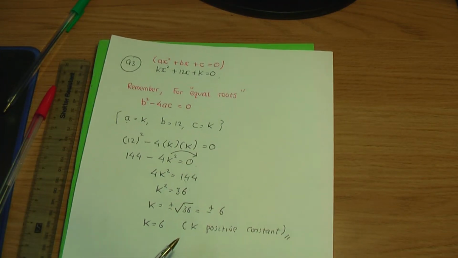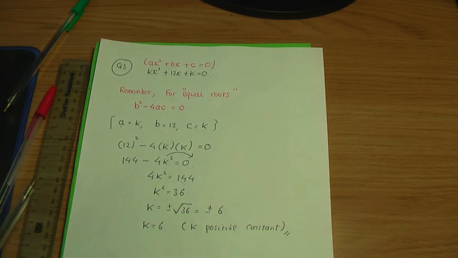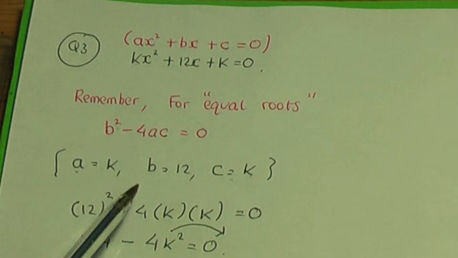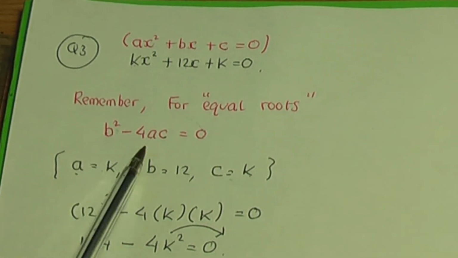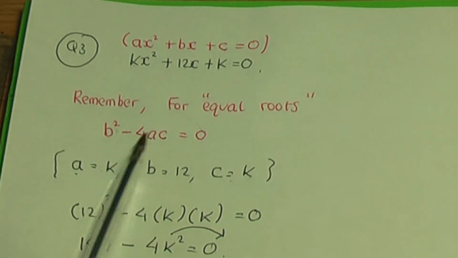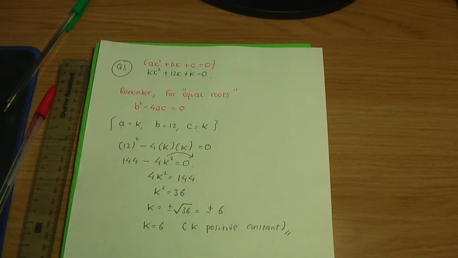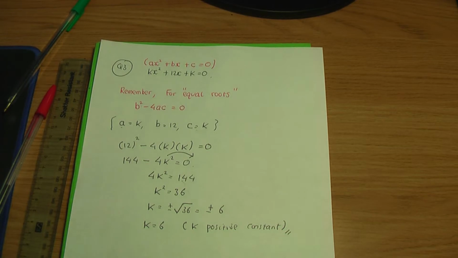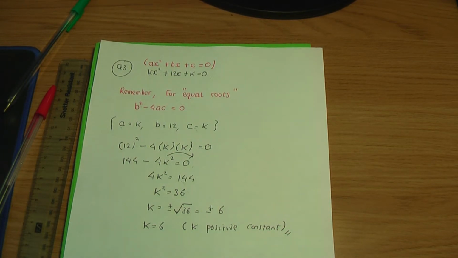So remember the condition that is vital for you to do this problem is that for equal roots, b squared minus 4ac, the discriminant, is equal to 0. So do remember these conditions. So that completes the question, and that sadly ends this video.